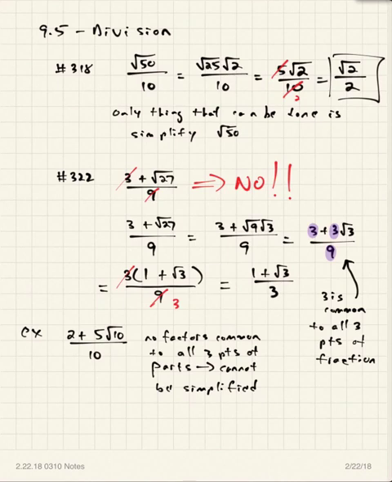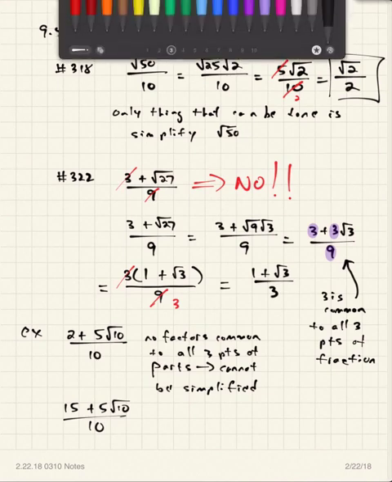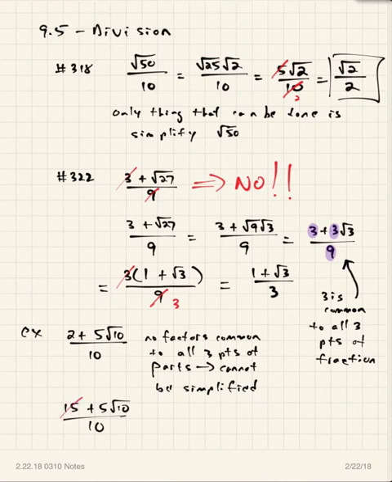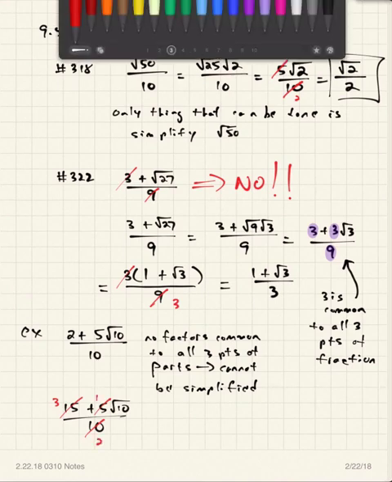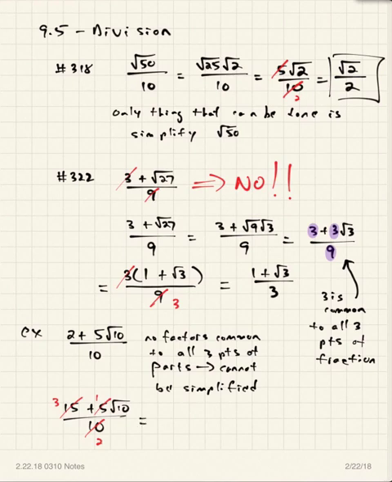But if you have something that's common to all 3 parts, so let's say I have 15 plus 5 times the square root of 10 over 10. So now do you see how there's a common 5 in all 3 parts? So now you can divide it out. And the 5 would divide out, leave you with a 3 there, a 1 there, and a 2 there. Now it's legal to do because you would be able to factor out the 5 out of the numerator. And so you get 3 plus 1 times the square root of 10, divided by 2. Right, so if it's common to all 3 parts, then it is legal to divide it out.